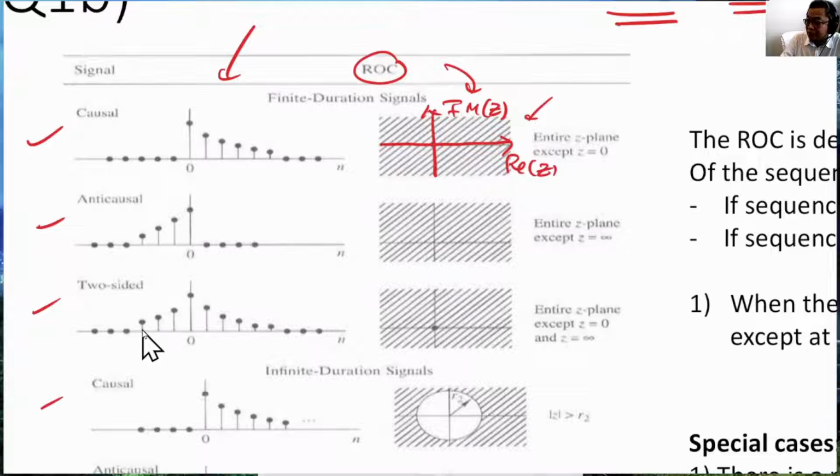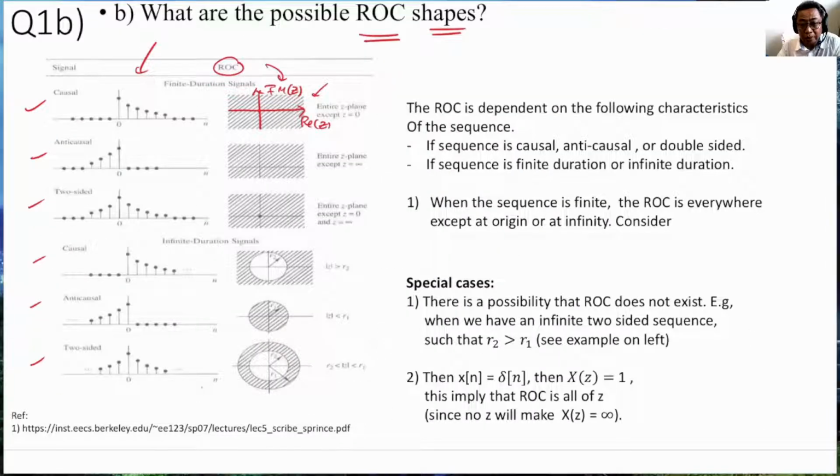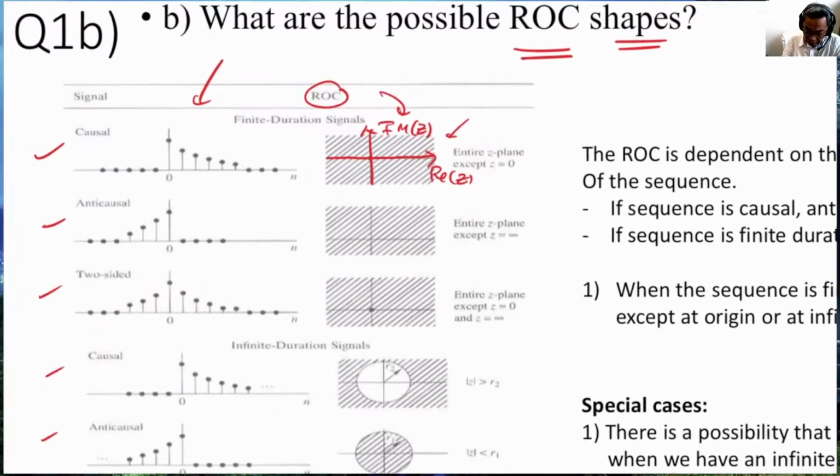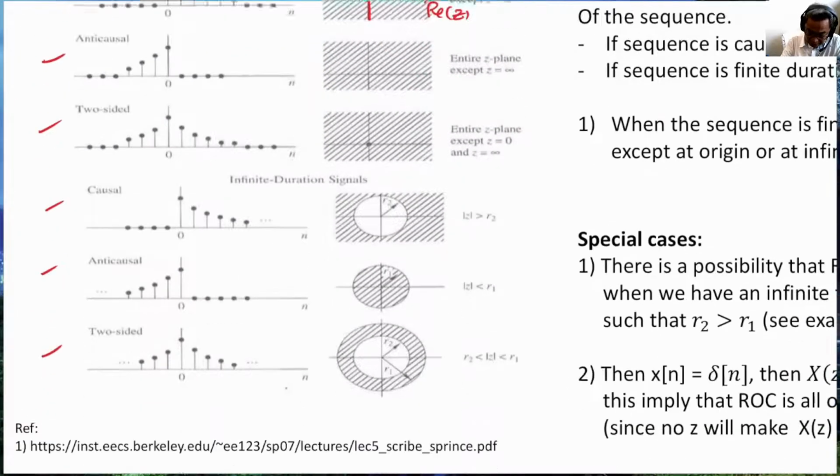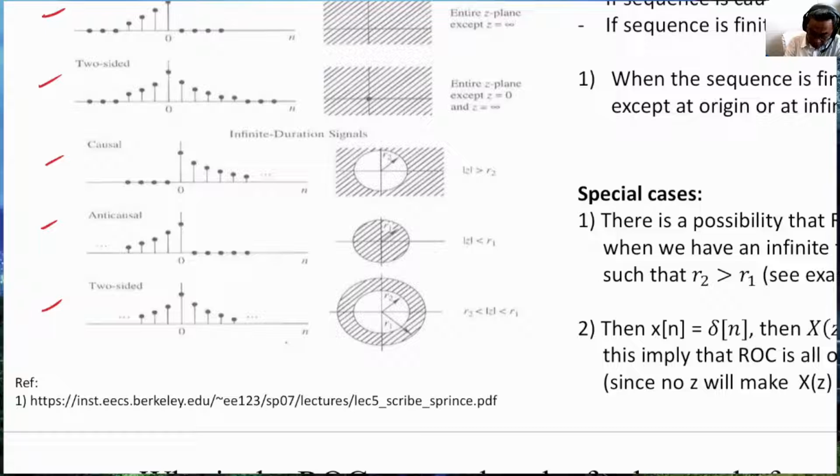In the two-sided sequence, some values are at negative indexes of n and some are at positive values, but they all die away after a certain fixed negative big N and certain positive big N. We call these three sequences finite duration sequences. The first one is causal, the second one is anti-causal, and the third one is called two-sided. And they have this form of region of convergence. We'll explain the why later on, but now let us proceed with the second set of types of sequences.